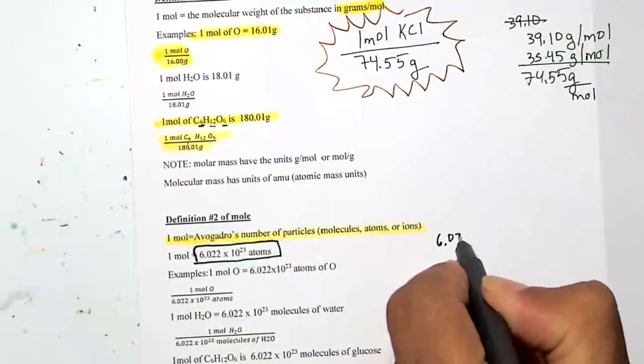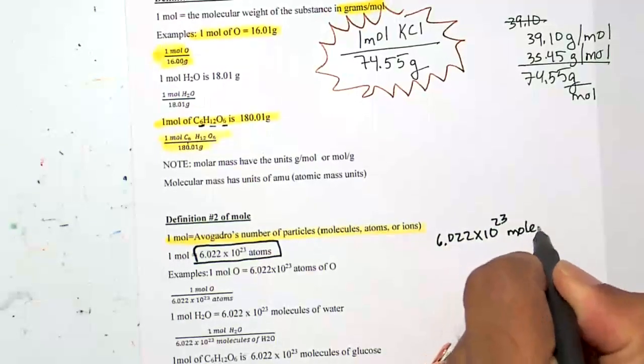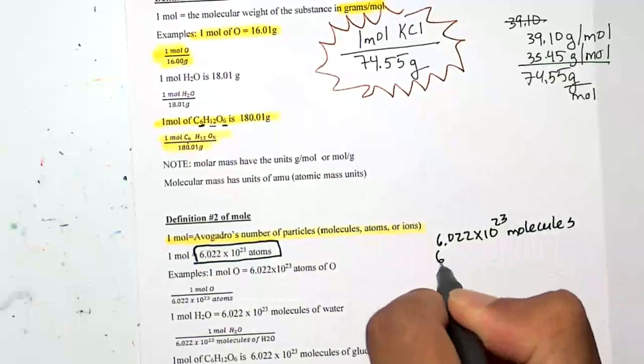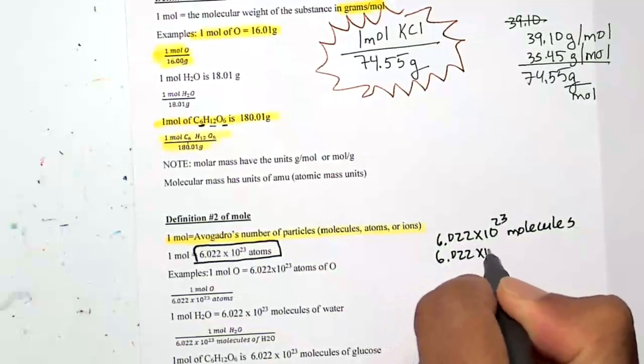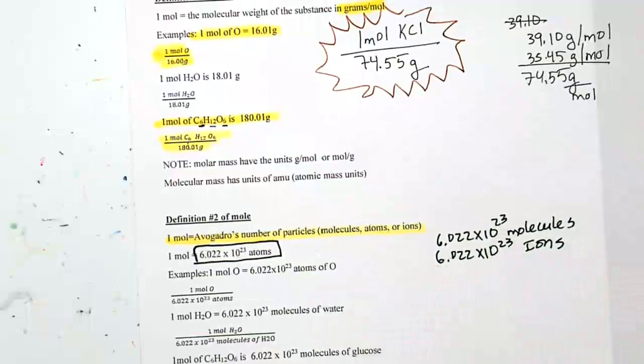Atoms, but it can also be 6.022 times 10 to the 23 molecules if we're talking about molecules. It can also be 6.022 times 10 to the 23 ions if we're talking about ions. So let's talk about ions first.